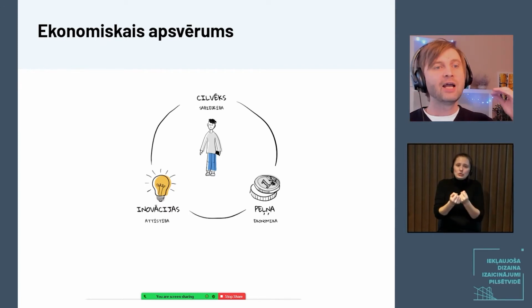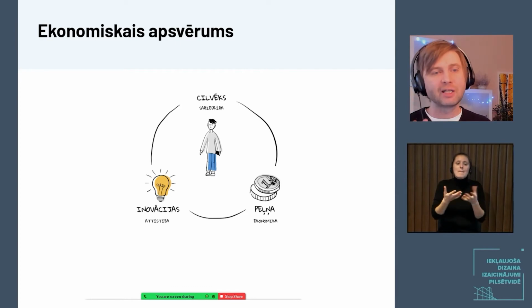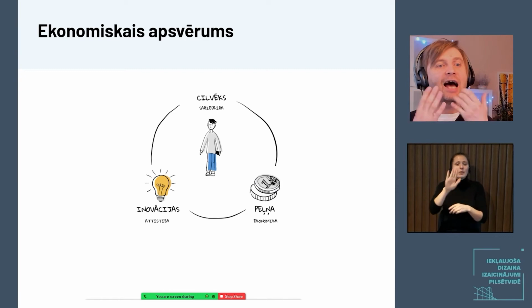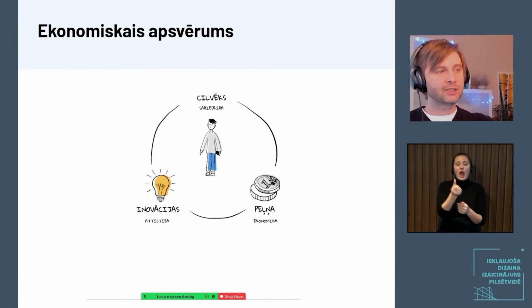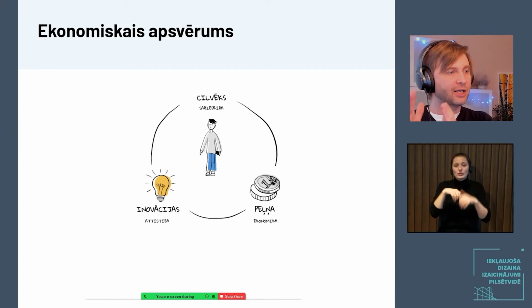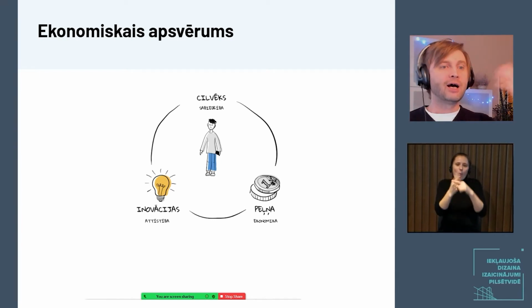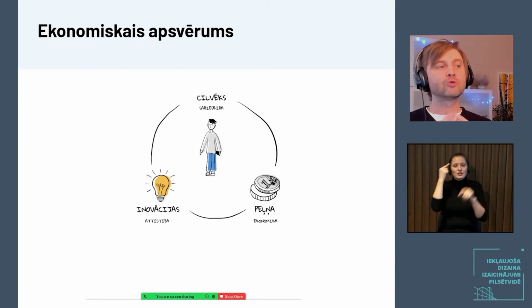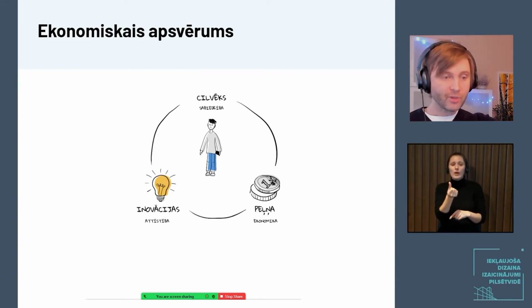And then we also look at this economic angle. If this accessibility is very simple, then more people will access it, and automatically you have a better ratio, a better situation. And also we are talking about innovation, about products.